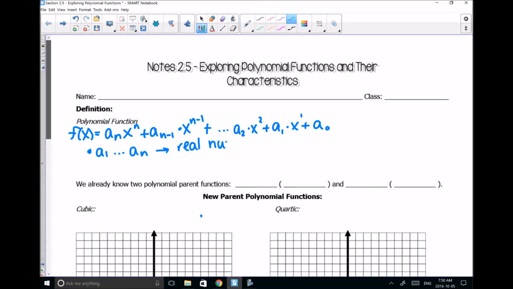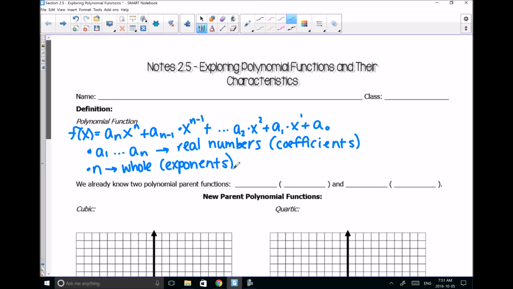Okay, so we can't have anything called imaginary numbers. So as long as our coefficients are real numbers, that's one condition that we have. And the n powers, our exponents, have to be whole numbers. Okay, so we're not allowed to have any fractional exponents, any negative exponents. They all have to be positive and whole.